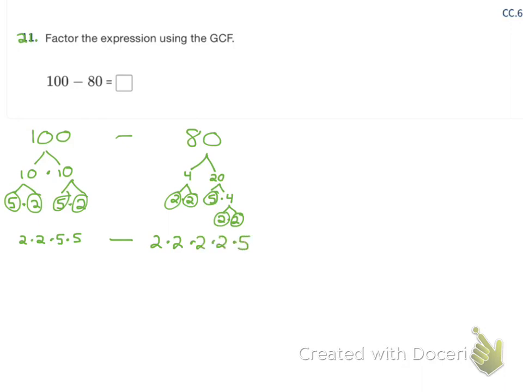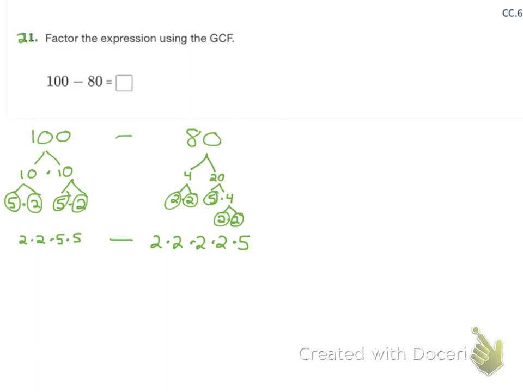And it's always good to double check that those multiply to equal the number that you thought. 2 times 2 is 4, and 5 times 5 is 25. 4 times 25 is 100. 2 times 2 times 2 is 8, and 2 times 5 is 10. 8 times 10 is 80. So I'm doing good there.